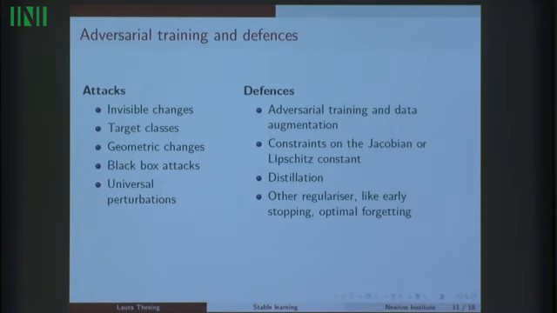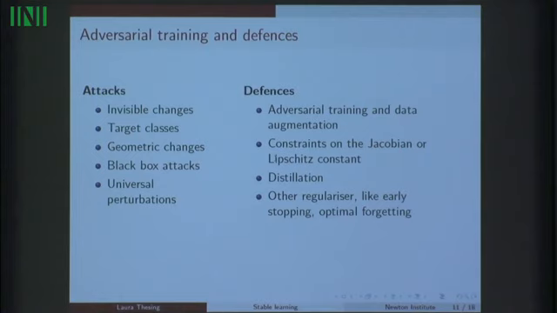And there, as we've already seen this morning, there's quite a bit of work in this direction, and I just want to repeat a few things of that. There are tons of different kinds of attacks. Like the invisible changes we've seen, you can also make changes that give you the target class, so you can decide what the network is supposed to tell you as a wrong answer. And you can make geometric changes. You can also have black box attacks, so you don't need to know your network by heart, but you can transfer them, which relates to the final point, the universal perturbations.